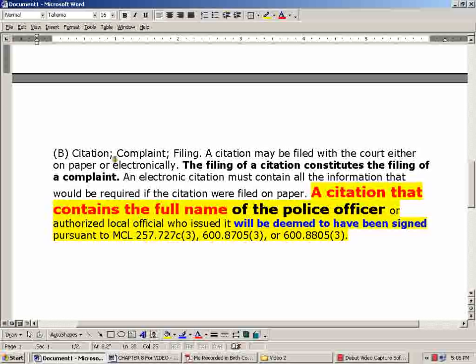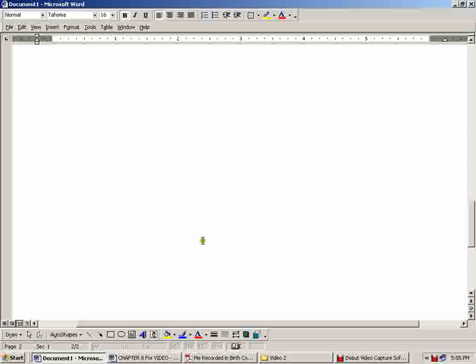Citation, complaint, filing. A citation may be filed with the court either on paper or electronically. The filing of a citation constitutes the filing of a complaint. An electronic citation must contain all the information that would be required if the citation was filed on paper. A citation that contains the full name of the police officer or authorized local official who issued it will be deemed to have been signed pursuant to blah blah blah.